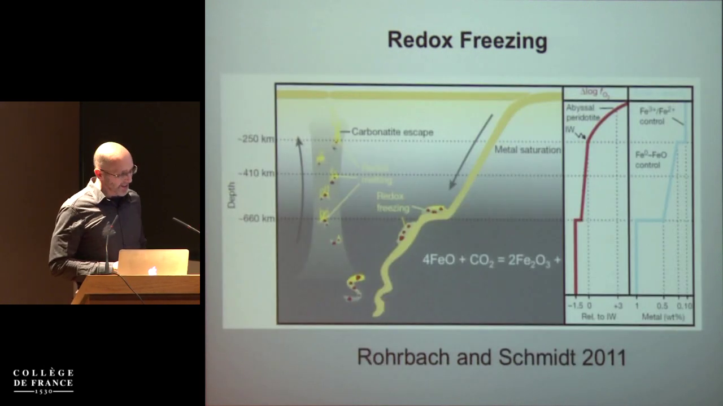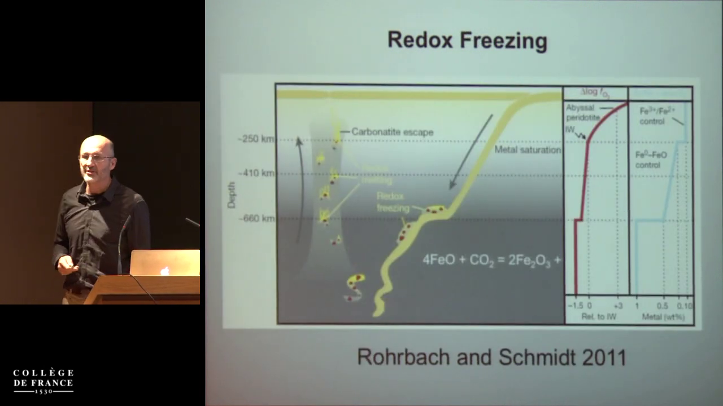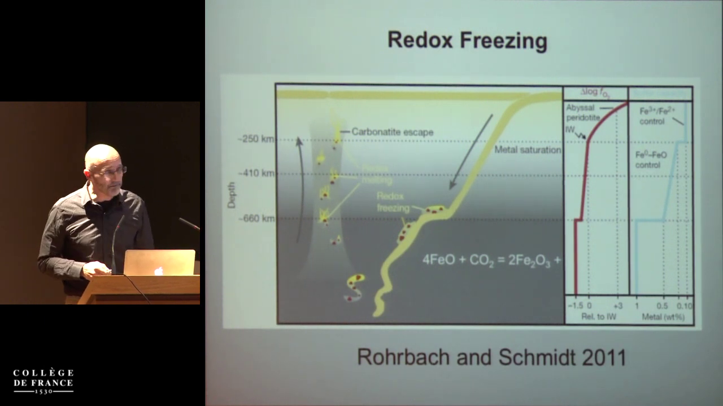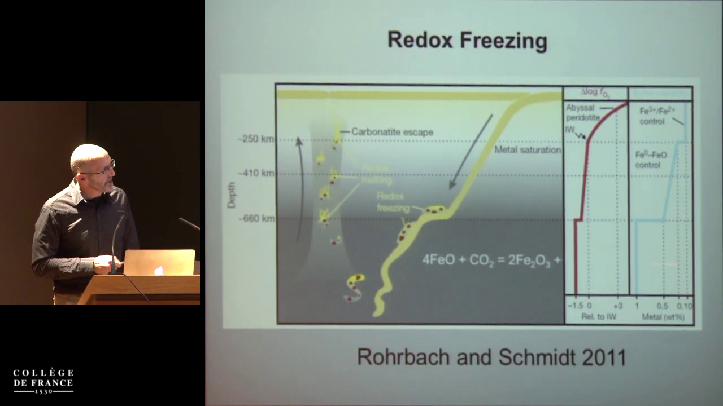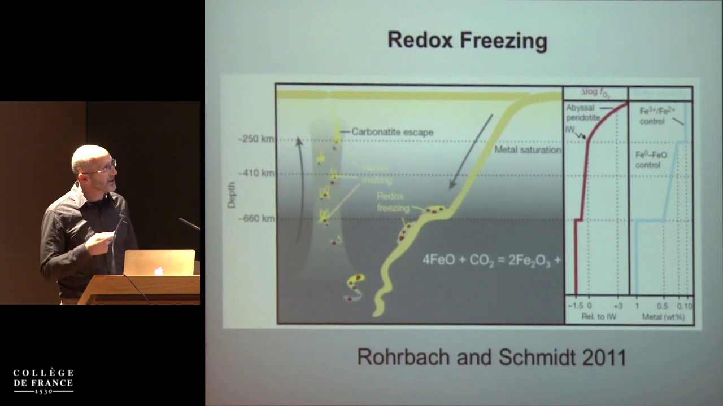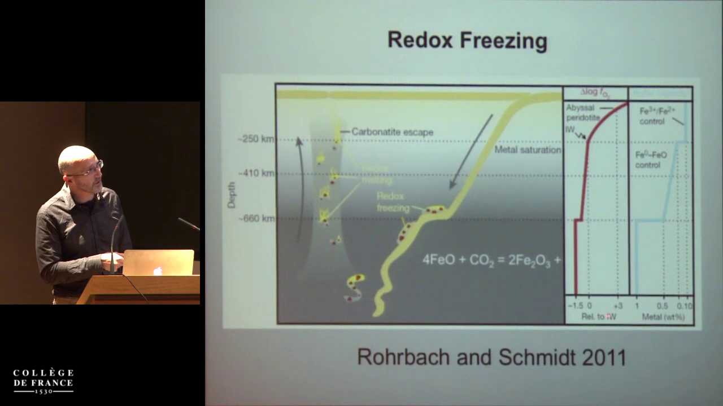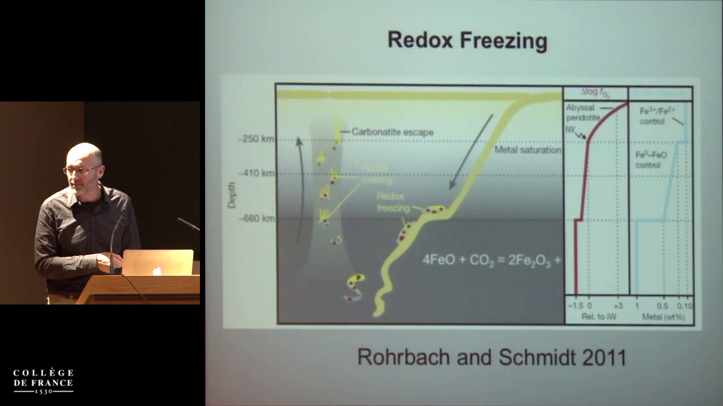Now, the opposite of that is redox freezing, all right? And this is where diamond formation in the sublithosphere comes in. This is by a paper from Rohrbach and Schmidt, and this is sort of the cartoon of an experimental paper where they've shown that this is really what happens. And on these right panels over here, you have, again, fO2 relative to iron-wüstite in this case, rather than FMQ. And over here, you have the percent of metal in the system, okay?